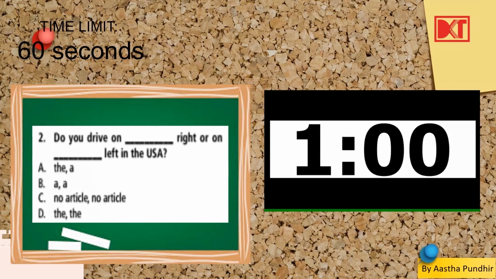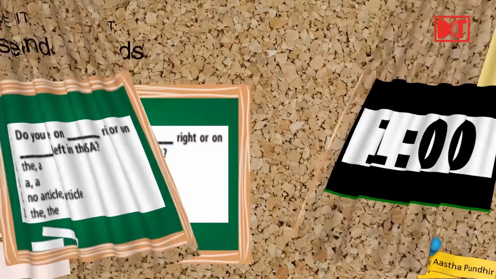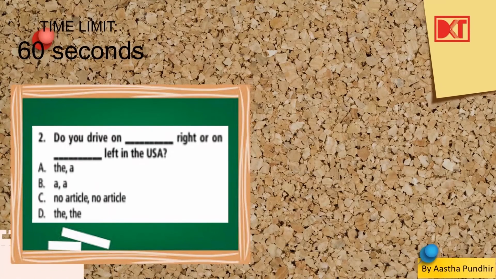Okay, here, do you drive on dash right or on dash left in the USA? On dash right or on dash left in the USA. So here we'll be using in the right or the left in the USA. Correct answer is D.